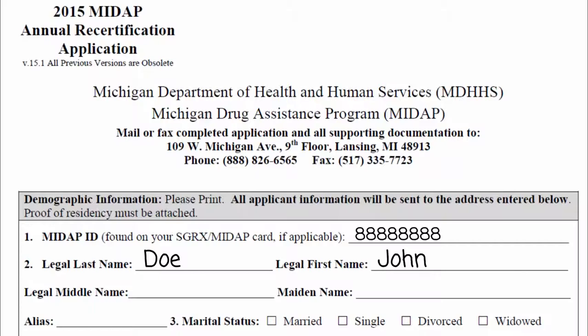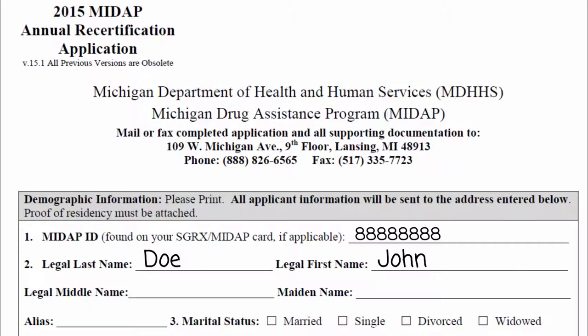Write out your full middle name. If you only have a middle initial, just put the initial. Leave this spot empty if you do not have a middle name. The next line is for a woman's maiden name and should only be filled out by a woman who has gotten married and changed her last name. Print all previous names as well.